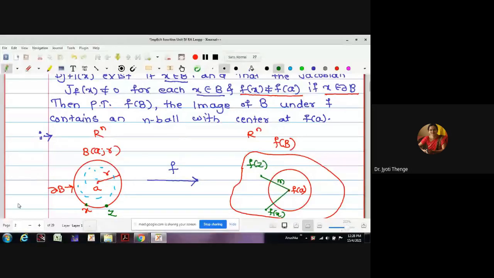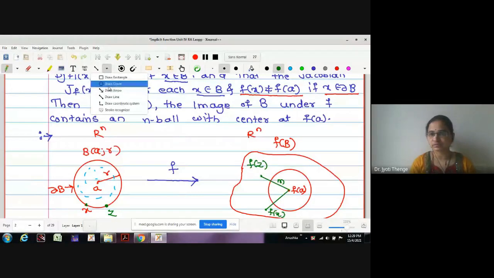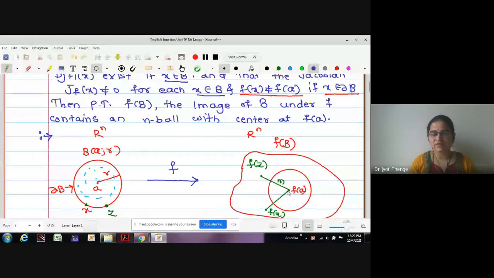Now we were going to find one open ball around f(a) with radius less than M/2. With radius less than M/2. So therefore another circle we want to draw actually. M/2 means half of this radius. Whatever this M, we will take the radius with half. Is the point clear to everyone? Now I am going to draw a circle again, whose center is again f(a).